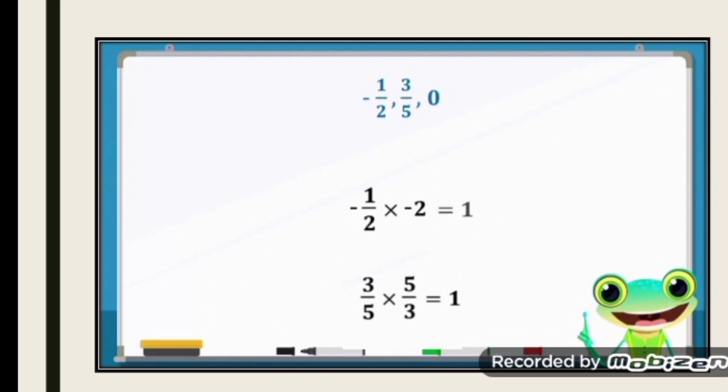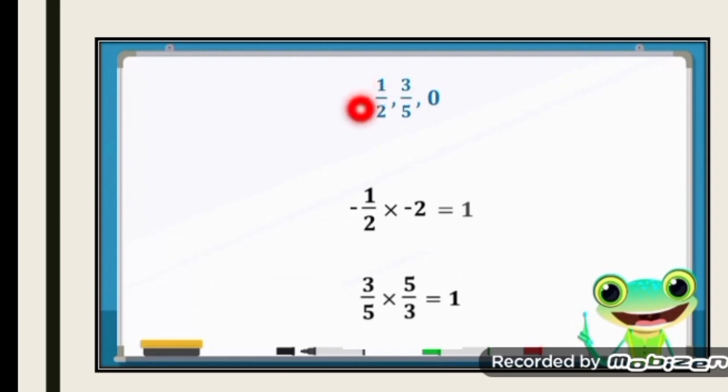Reciprocal of a number is also known as multiplicative inverse. And what is multiplicative inverse? If we multiply two numbers and the product is 1, as you can see here, then both numbers are called multiplicative inverse of each other, just like they are reciprocals of each other. Actually, reciprocal is also known as multiplicative inverse of the rational number.